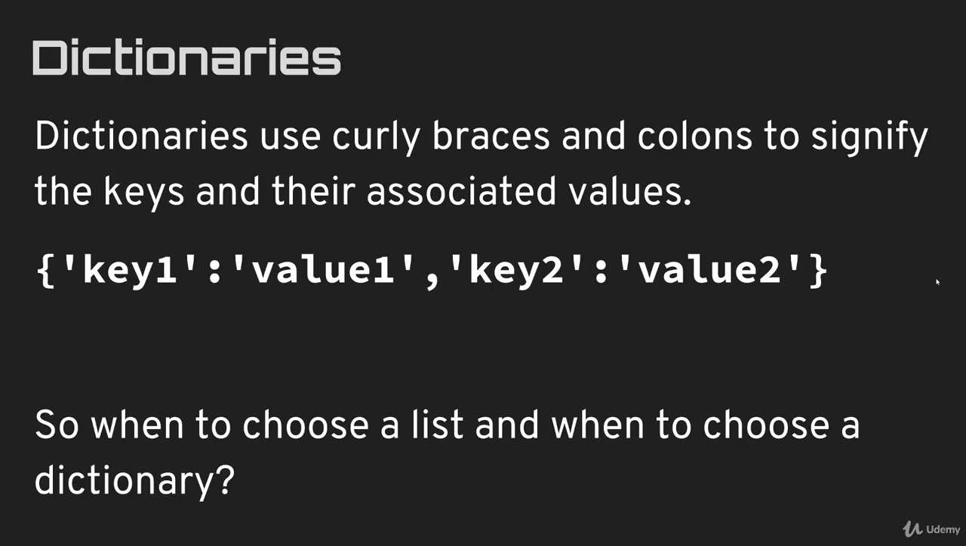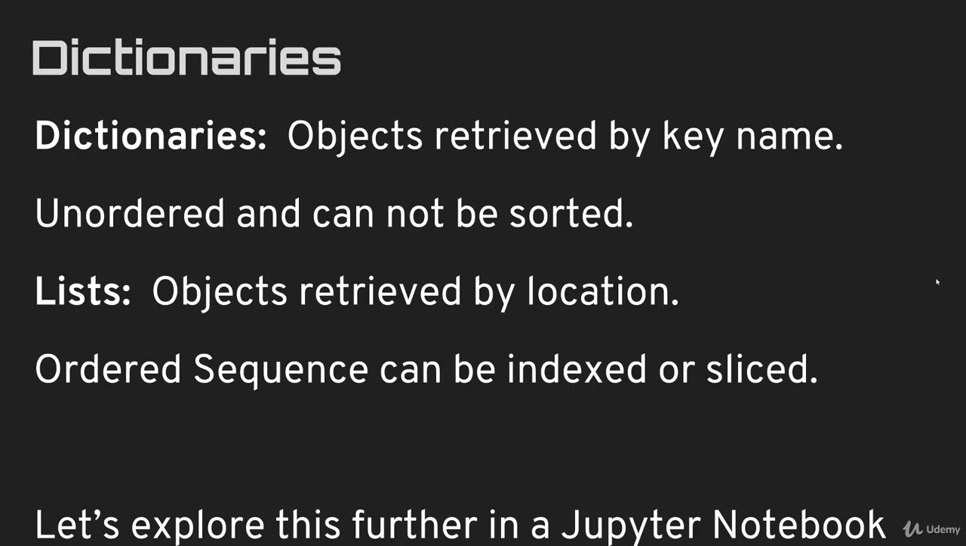Now you may be asking yourself, when do I choose a list and when do I choose a dictionary? Well, to put it simply, dictionaries have objects being retrieved by their key name. That is, if you want to grab value number 1, then you just pass in the key that's associated with that value. That may seem really convenient, but the issue here is that the way the key-value mapping works, dictionaries remain unordered and you cannot actually sort them.